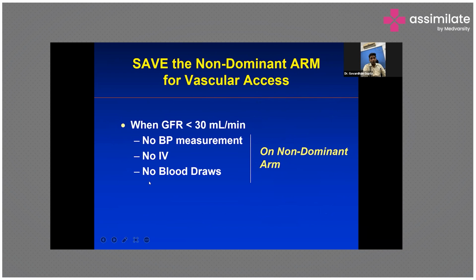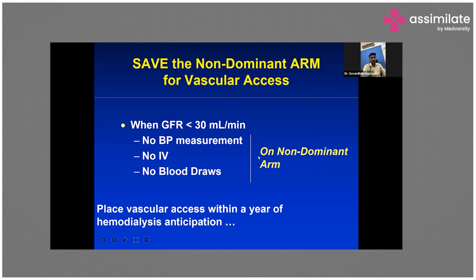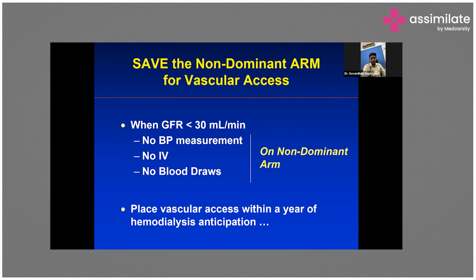Save the non-dominant hand for vascular access when the GFR is below 30. So what we need to do? No pricking, no BP measurement, no blood should be taken from the non-dominant arm while the patient's GFR is low, and place the vascular access at least 1 year before you anticipate hemodialysis will be required. This happens very rarely in the Indian population.